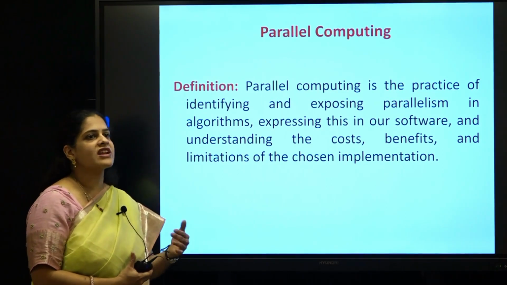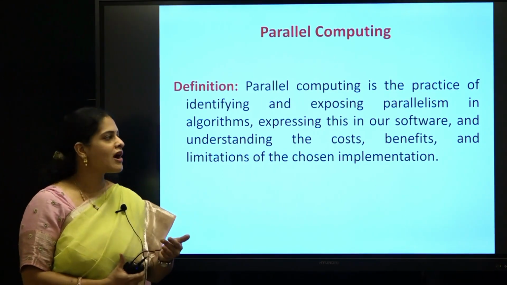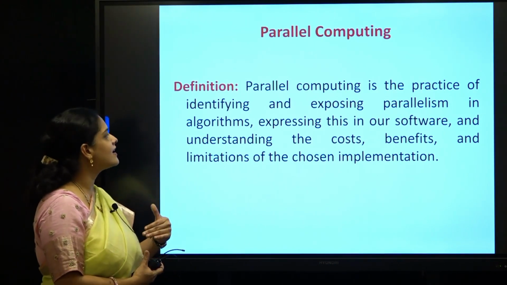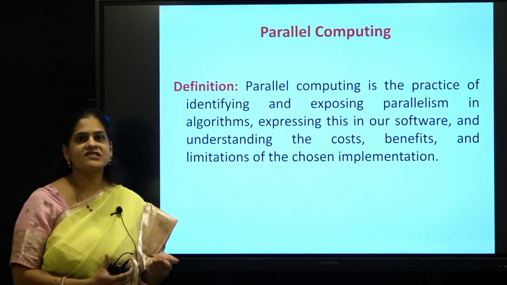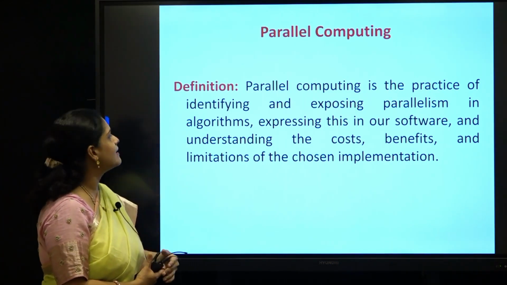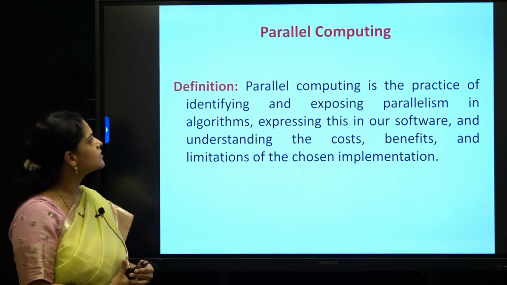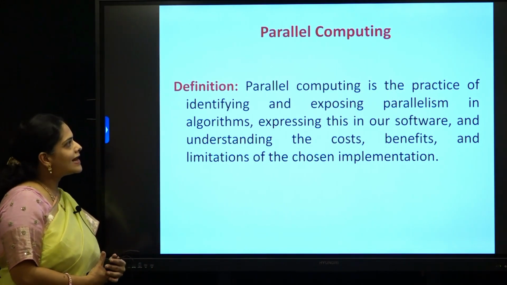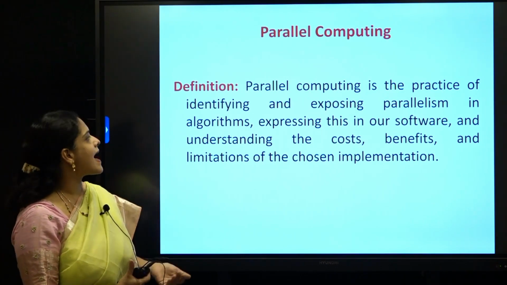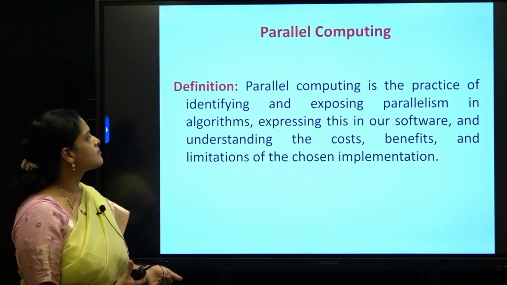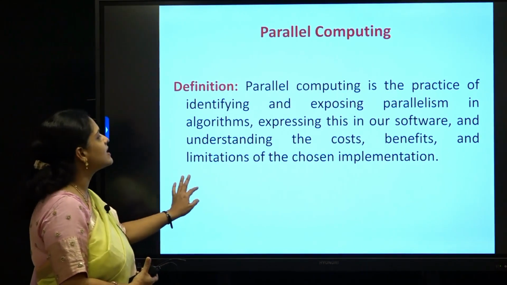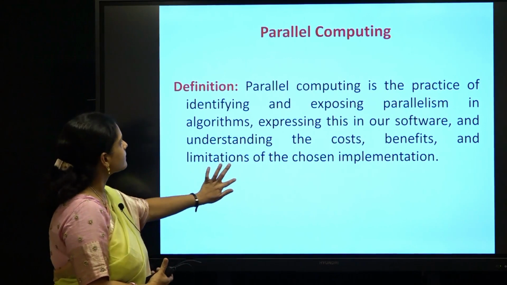Not only does the parallelism have to be identified and implemented, when you are doing this for large sets of data, you have to take the cost also into account. You should make sure that a cost benefit analysis is done at the programmer's side, so you understand the cost benefits and limitations of a chosen implementation. So this is the overall definition: parallel computing is a practice of identifying and exposing the parallelism in your algorithms, expressing them in your software, and understanding the cost benefits and limitations of a chosen application.